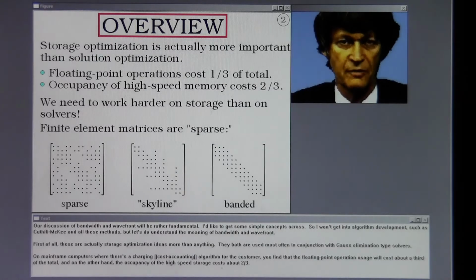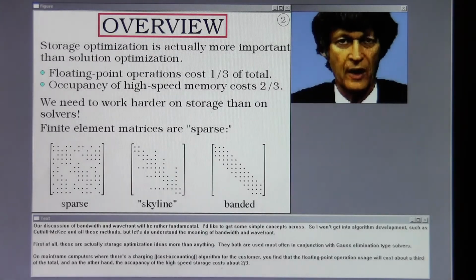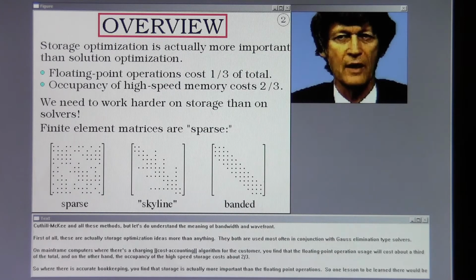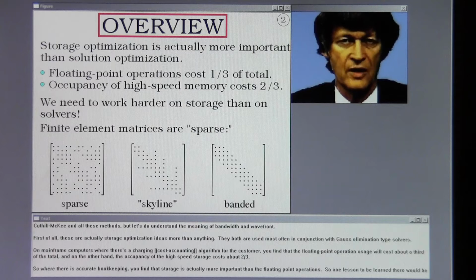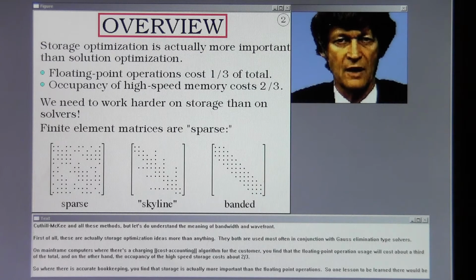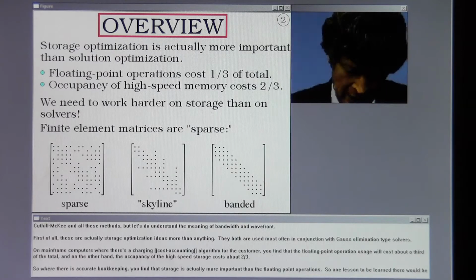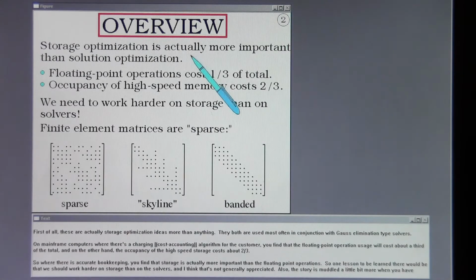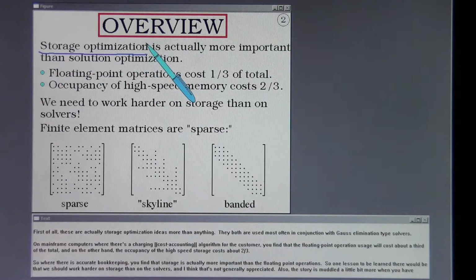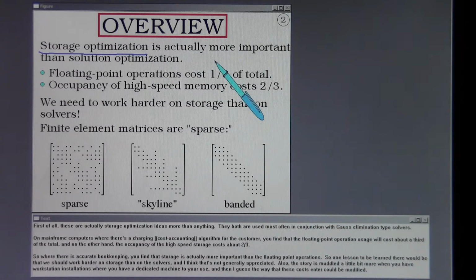Our discussion of bandwidth and wavefront will be rather fundamental. I'd like to get some simple concepts across. So I won't get into algorithm development such as Cuthill-McKee and all these methods, but let's understand the meaning of bandwidth and wavefront. First of all, these are actually storage optimization ideas more than anything. They both are used most often in conjunction with Gauss elimination type solvers.